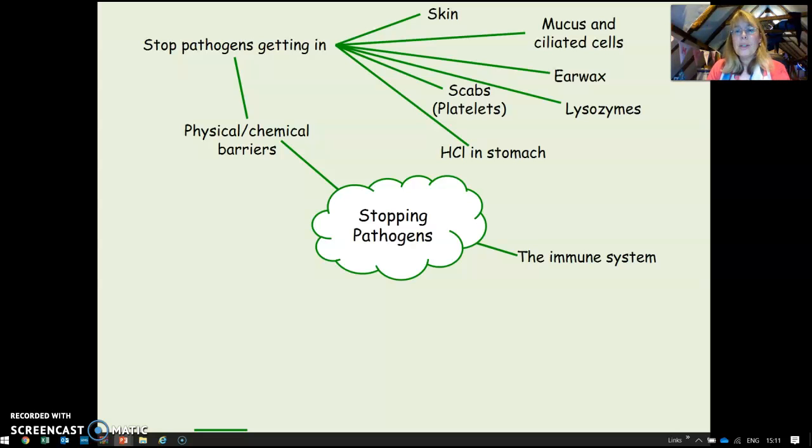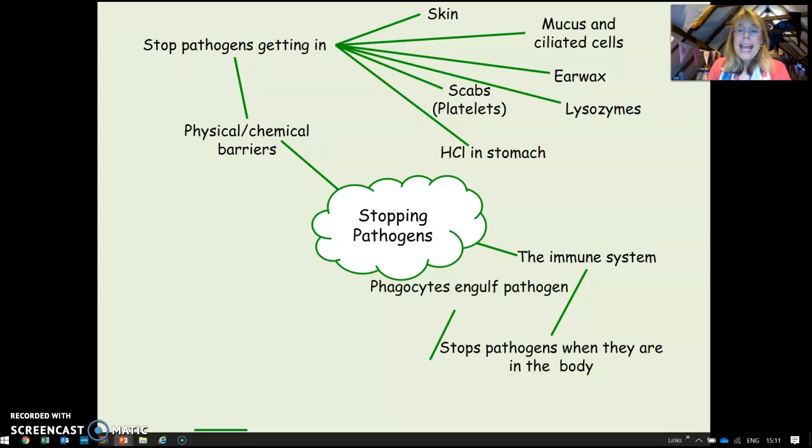So apart from those physical barriers, we also have the immune system to help us once it's got through those barriers. So the immune system is all about stopping pathogens once they've actually got in. And the different parts of our immune system really relate to our white blood cells in our blood. One type of white blood cell is called a phagocyte, and remember they engulf the pathogen and then they literally ingest it, they gobble it up, or they get other white blood cells to kill the pathogen.